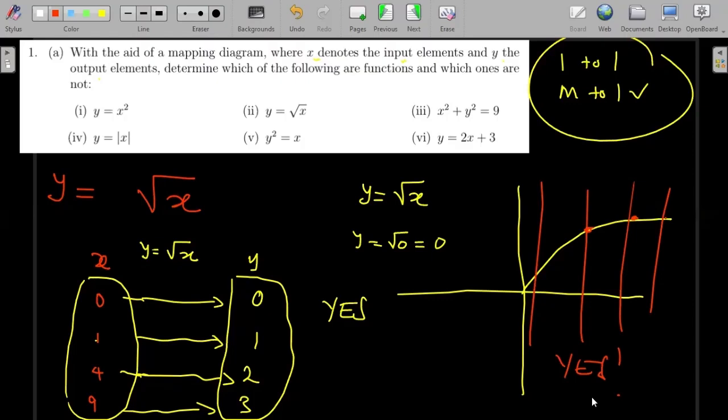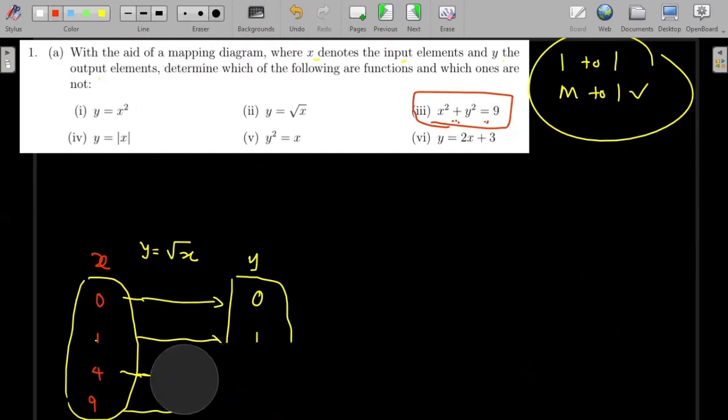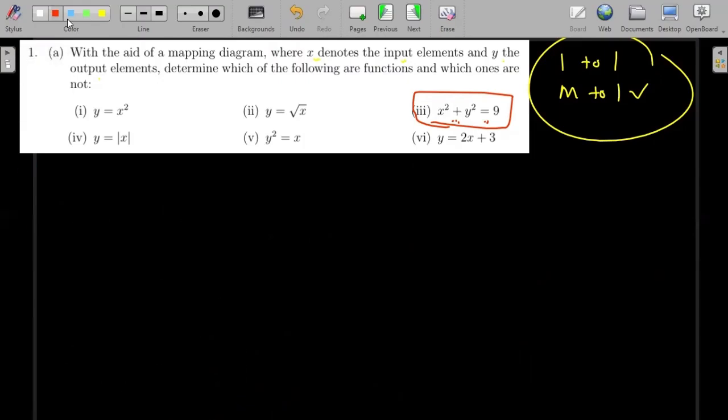Okay, so if there are no questions, let's look at this one here. This is a very interesting question because the equation that we've been given is actually the equation of a circle. You're going to see that a circle is actually not a function. So we have x squared plus y squared equals 9. Let's make y the subject, or if you want, you can just leave it like that.